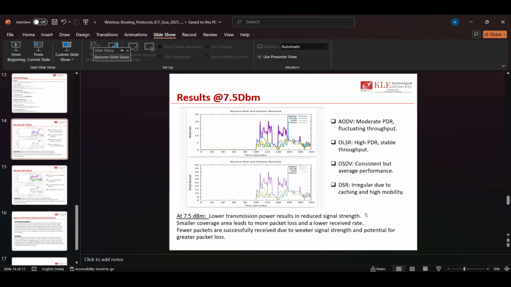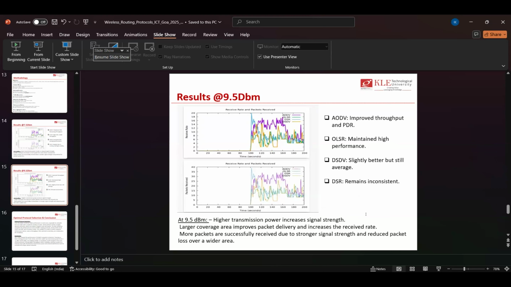At 7.5 dBm, the signal strength was lower. AODV showed moderate performance, but the PDR and throughput were unstable. OLSR gave us high PDR and stable performance. DSDV remained consistent, but not the best. DSR was irregular due to route caching problems. Lower power reduced the coverage area, causing more packet loss.